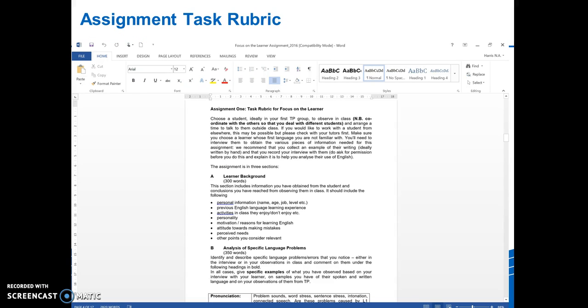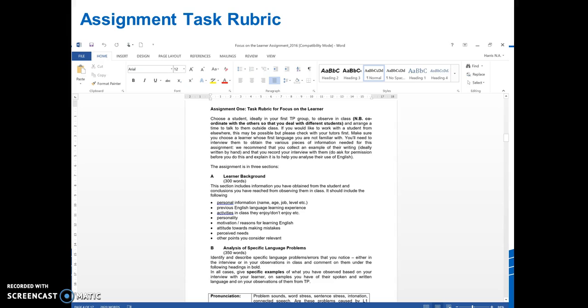If we move on now to the task rubric, this page in the profile guidelines tells you exactly what you need to do in order to fulfill the requirements of the assignment. Firstly, you need to choose a student, ideally taken from your first teaching practice group, and we strongly recommend that you do this very early on in the course. Also, it's important to make sure that the student that you choose is not also working with another trainee on the course, because you must have one learner profile that is unique to each trainee.